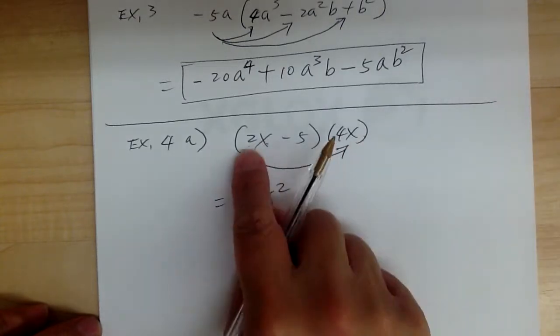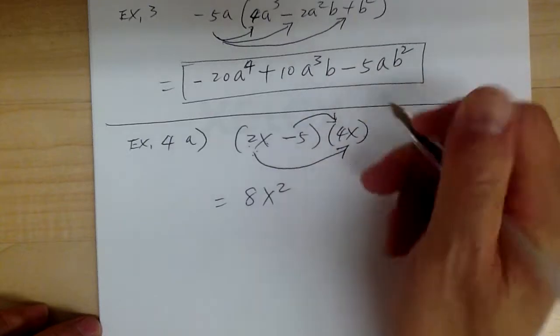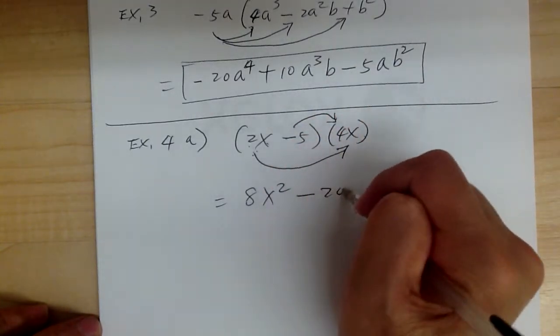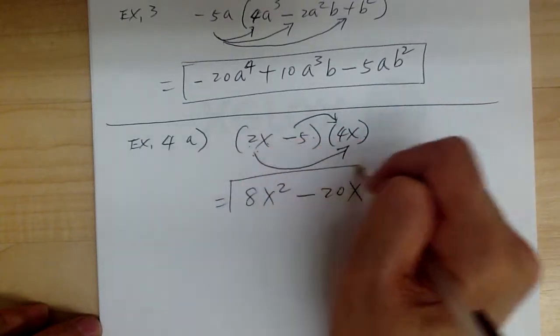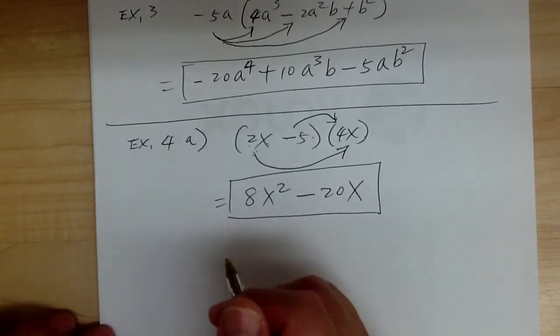When you're all done with the first one, then you do the second one. So now you use the second one, you multiply. So negative times positive is negative. 5 times 4 is 20. And 1 times x is x. And so that is it for A. Okay, let's go to B.